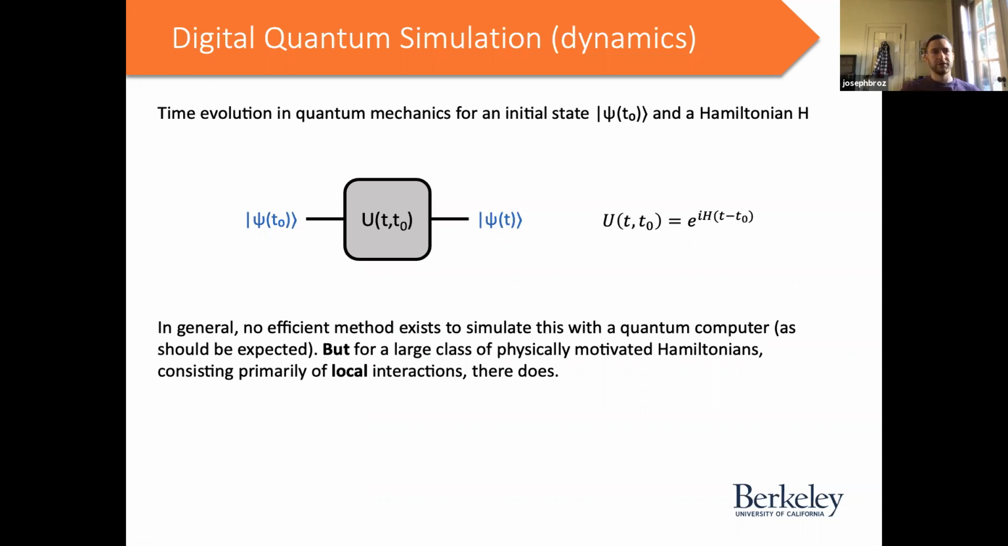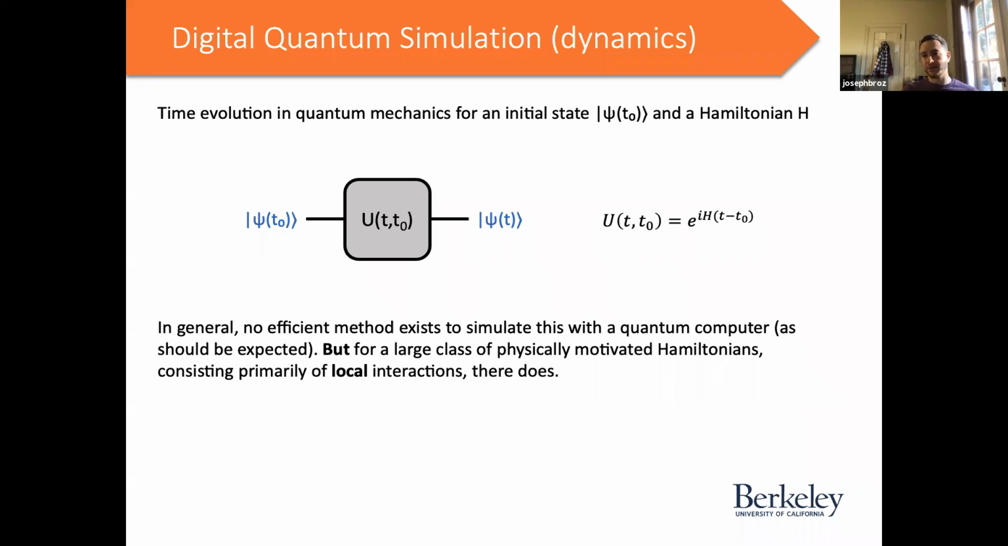But it turns out there's a large class of physically motivated Hamiltonians consisting primarily of local interactions where there is a guaranteed efficient way to compute these. And by the way, this is very natural. Local interactions just means that things have to get close to each other to interact with each other, and most of the interactions that we see in the world are based on how close things are. Because potential energies and the force laws fall off very rapidly with distance, and so this is just very natural.